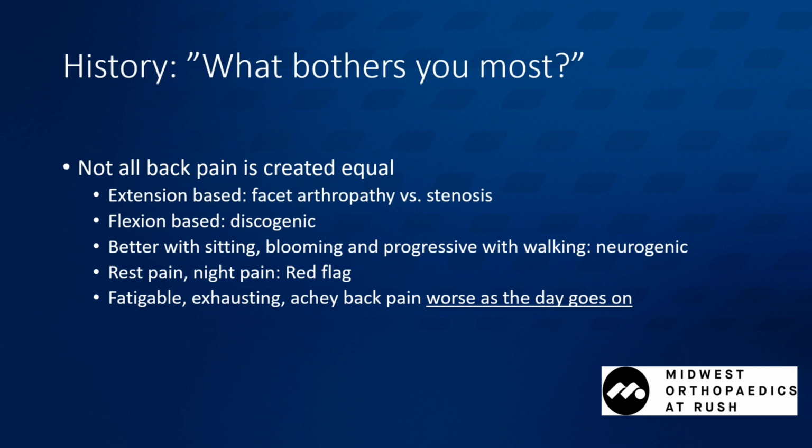So back pain, if they come in with back pain, most people are aware that an extension-based back pain potentially indicates facet arthropathy, whereas a flexion-based back pain indicates potentially a discogenic pain. A very booming, horrible back pain every time they stand up, which gets better when they sit and rest, can usually point to a neurogenic source of the back pain and stenosis. Certainly, rest pain, night pain, pain that gnaws at me all day, that's a red flag pain, and we start thinking about tumors and infections.